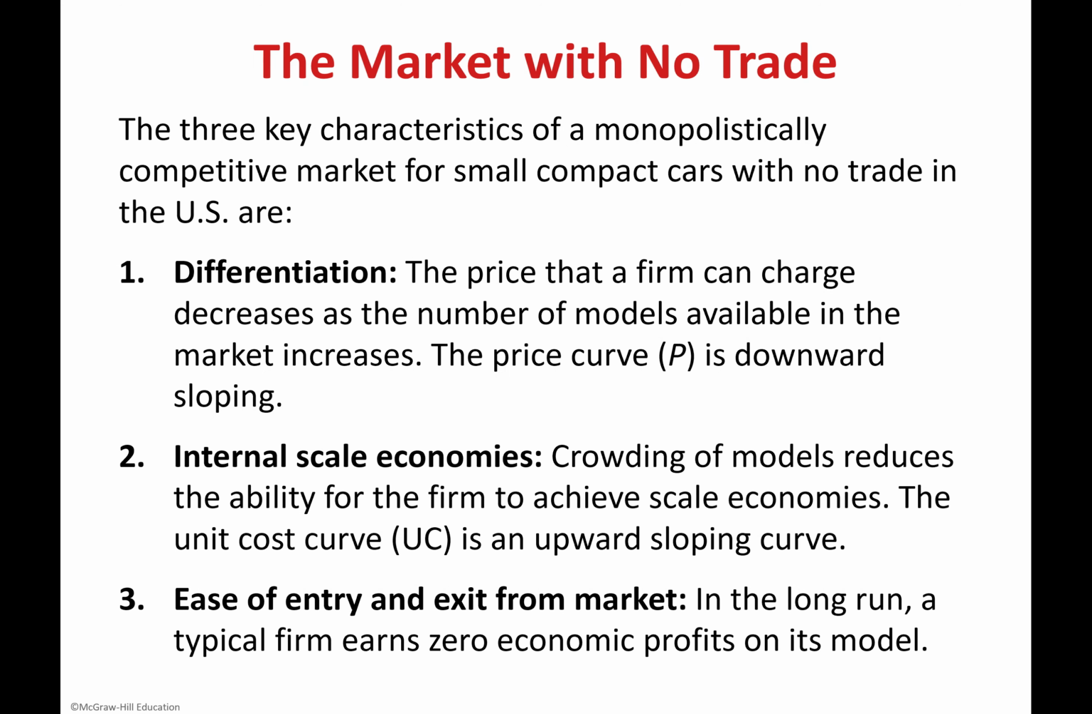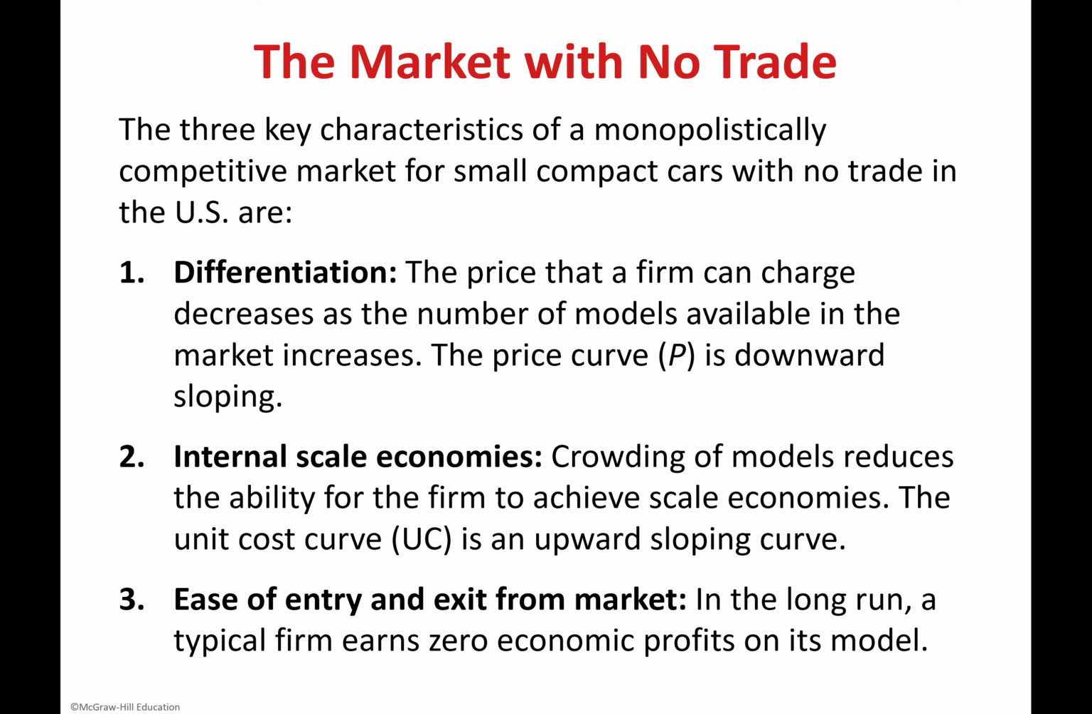If we have a monopolistically competitive market, for say small compact cars with no trade, first of all, the first thing we're going to find is that we get differentiation. So the price that the firm can charge decreases as the number of models available in the market increases. So if we have tons and tons of models, then obviously the firm is not going to be able to necessarily charge a premium over different models. So it is downward sloping in terms of differentiation.